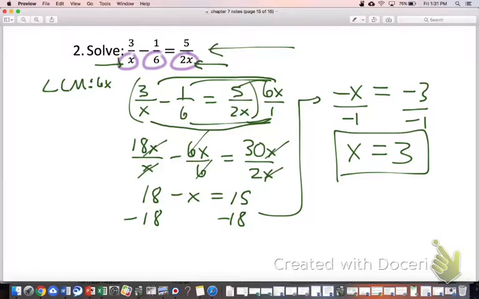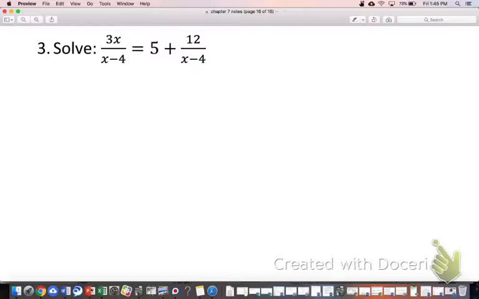Yep. Hey, let's head to the board. Let's do a little practicing. Basically, we have an equation with fractions. That's all this really is. So here's what we want to do. We want to identify all of our denominators, and we want to multiply by the least common multiple of all those denominators. So I've got 3 denominators. The first one is x minus 4. The second one is a 1, technically, and the last one is an x minus 4.